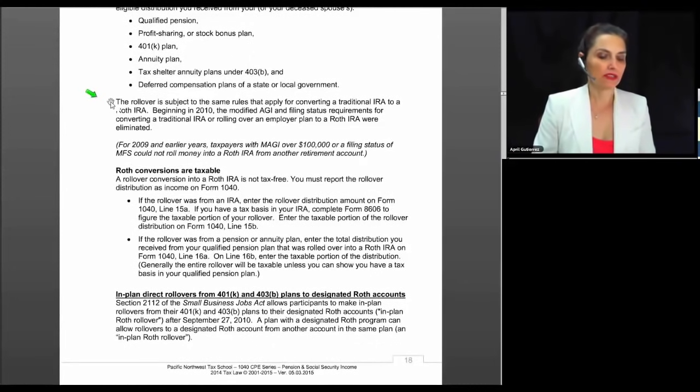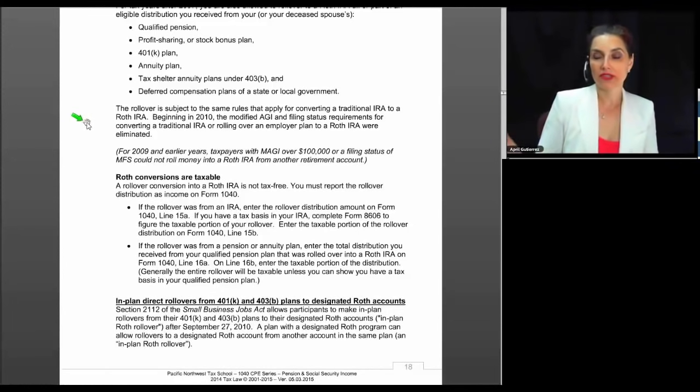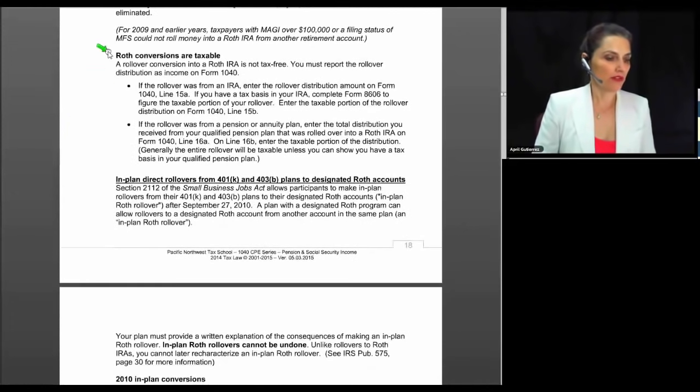Now, the rollover is subject to the same rules that apply to converting a traditional IRA to a Roth IRA if you do the rollover for many of these types of plans. Also, beginning in 2010, the modified AGI and filing status requirements for converting a traditional IRA or rolling over an employer plan to a Roth IRA were eliminated. What this means is that before 2010, you were only allowed to do these conversions from traditional IRAs or from other types of pension accounts into a Roth IRA if your income was below a threshold number. And as of 2010, that threshold no longer exists, so you can have any level of income and do the conversion. Now, Roth conversions are taxable.